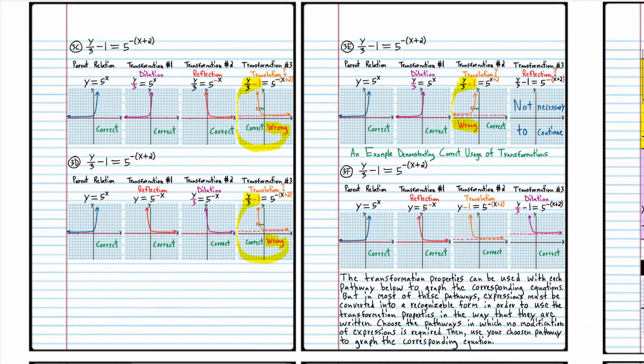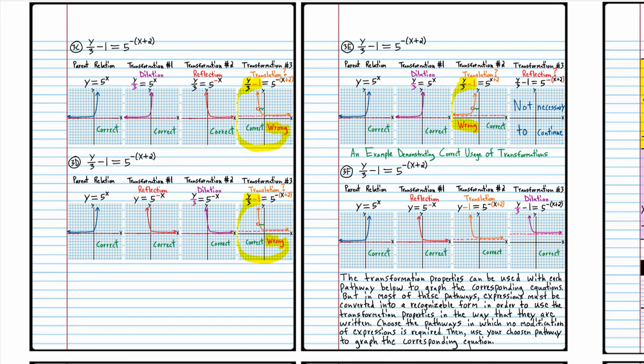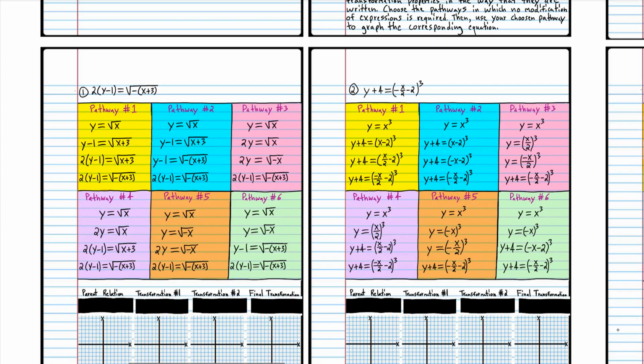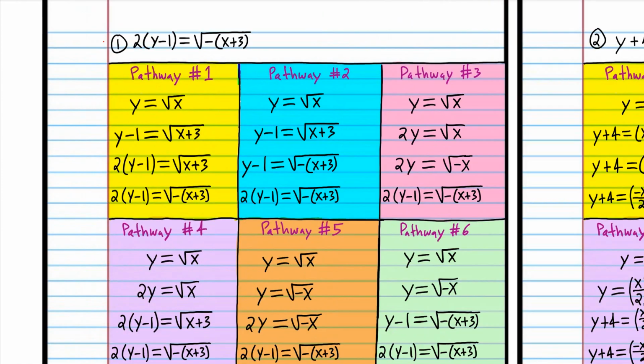So you can look over these examples. With each example, there's going to be one or two variations where the transformation properties are used properly, and the other 4 or 5 are going to be examples where they're not used properly. Okay, so let's get into some practice problems, because remember, when it comes to math, you're not really learning anything unless you're doing practice problems.